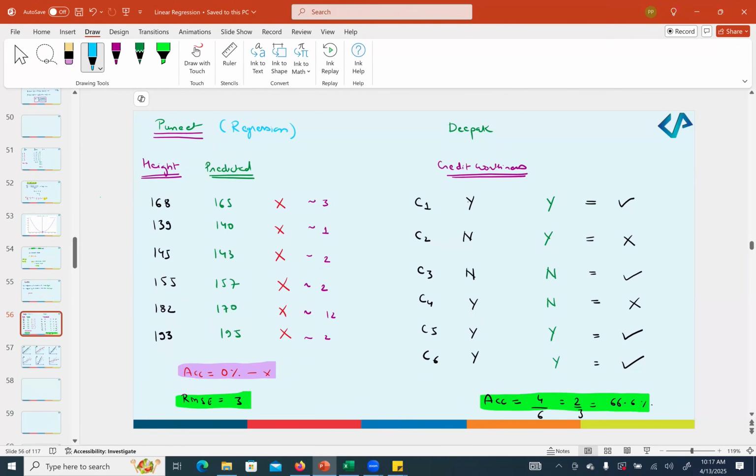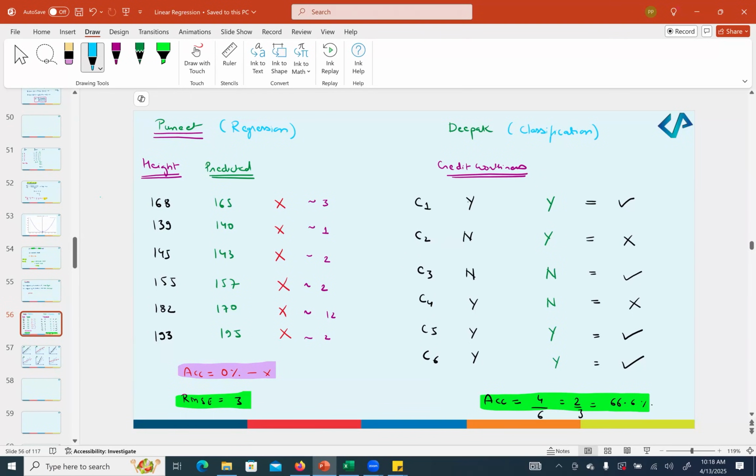And what Deepak is doing over here is called classification. For classification, the accuracy can be easily measured. For regression, we are stuck with things like RMSE. But there is a problem with RMSE, as Deepak was saying, that the range can be... What is the minimum and maximum accuracy?